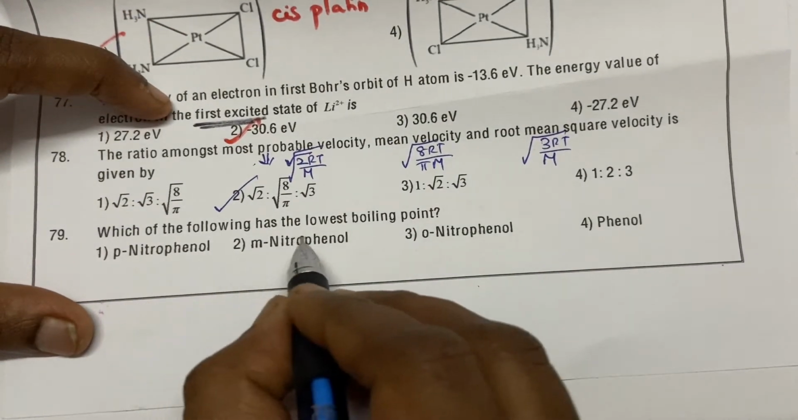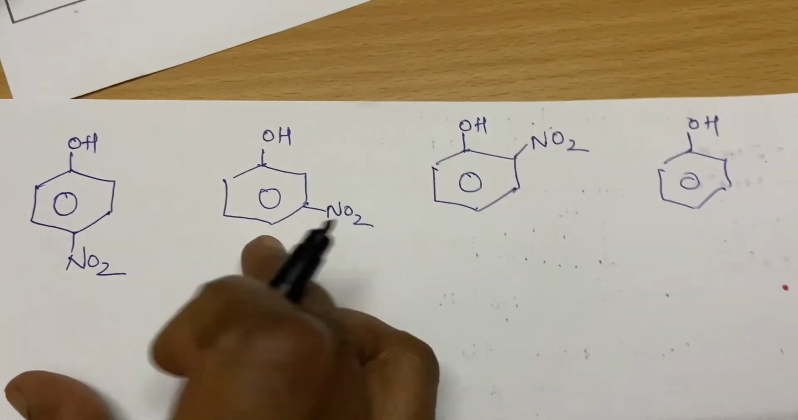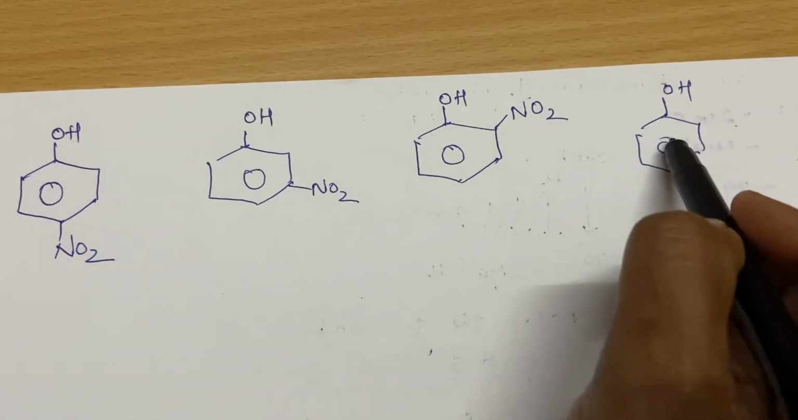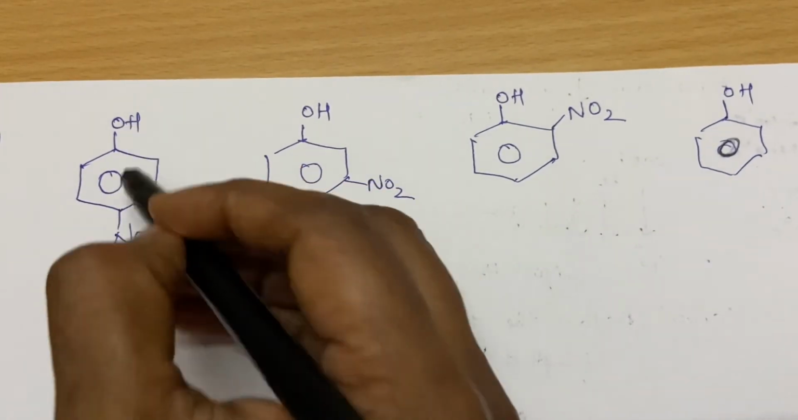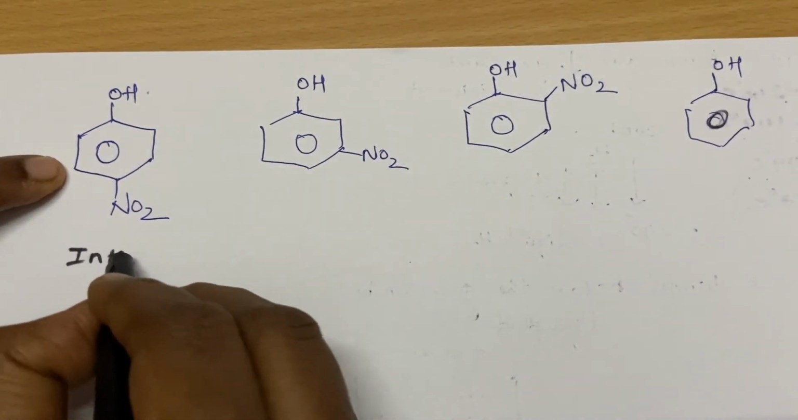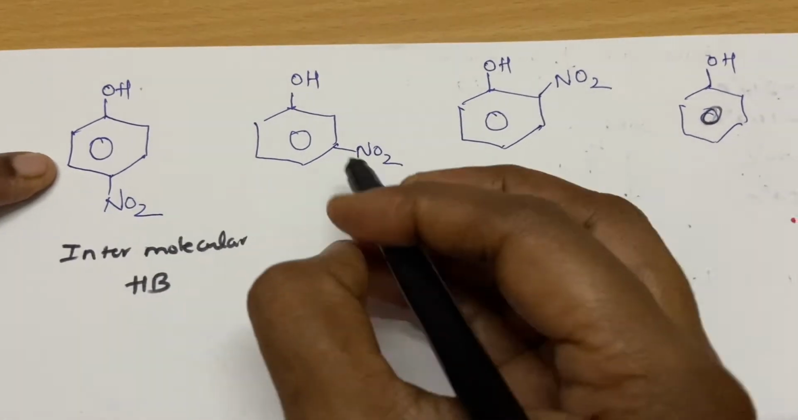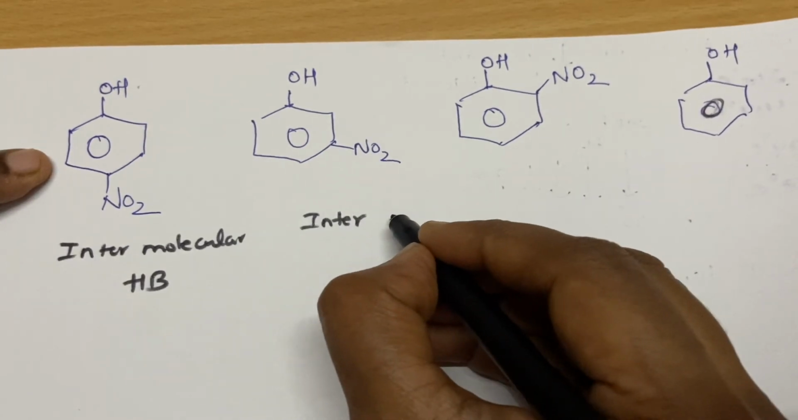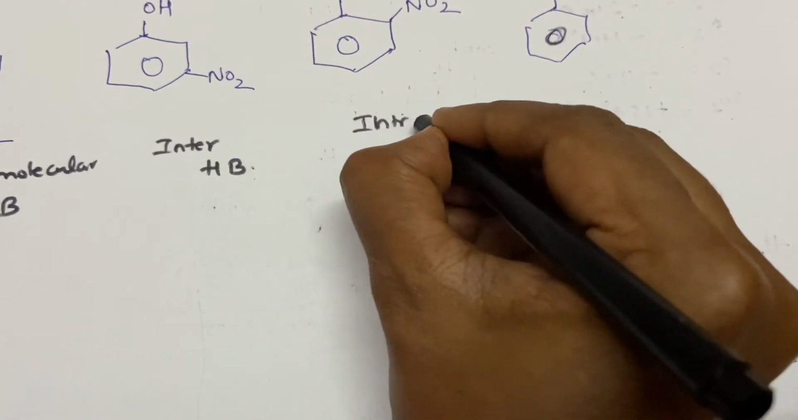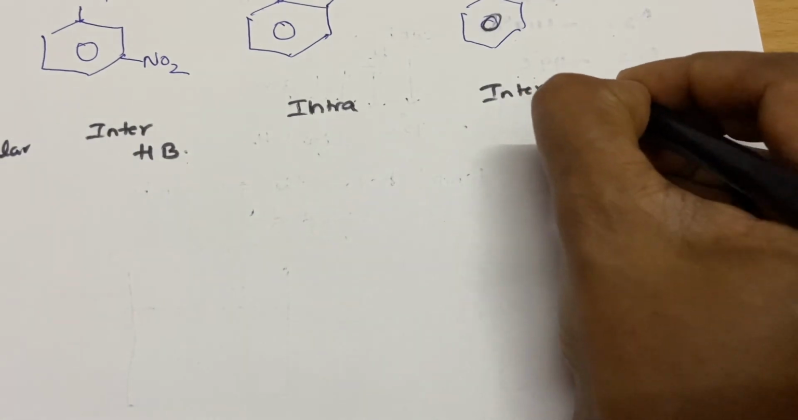Which of the following has the lowest boiling point? Listen, students: para-nitro, meta-nitro, ortho-nitro and substituted phenol. I have discussed this already. Here there is intermolecular hydrogen bonding, here also intermolecular hydrogen bonding, and here it is intra, within the molecule.